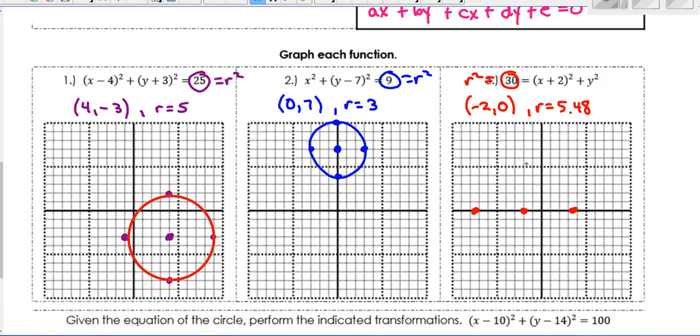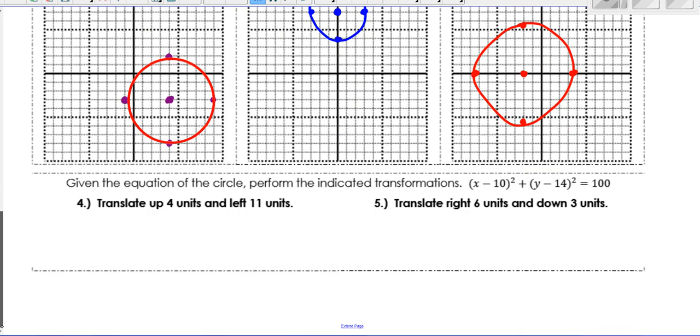And then up and down 2. Connect your points. Okay, and then there's your circle. Hopefully better than that. All right.